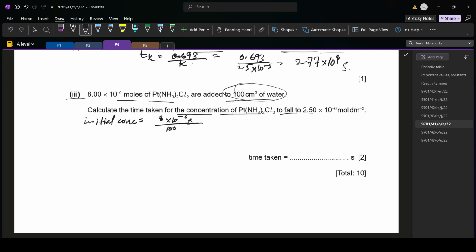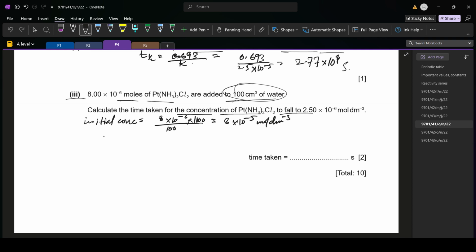So this 1000 will move upwards, so this will be 8 into 10 to the power minus 5 mole per dm cube. This is your initial concentration.